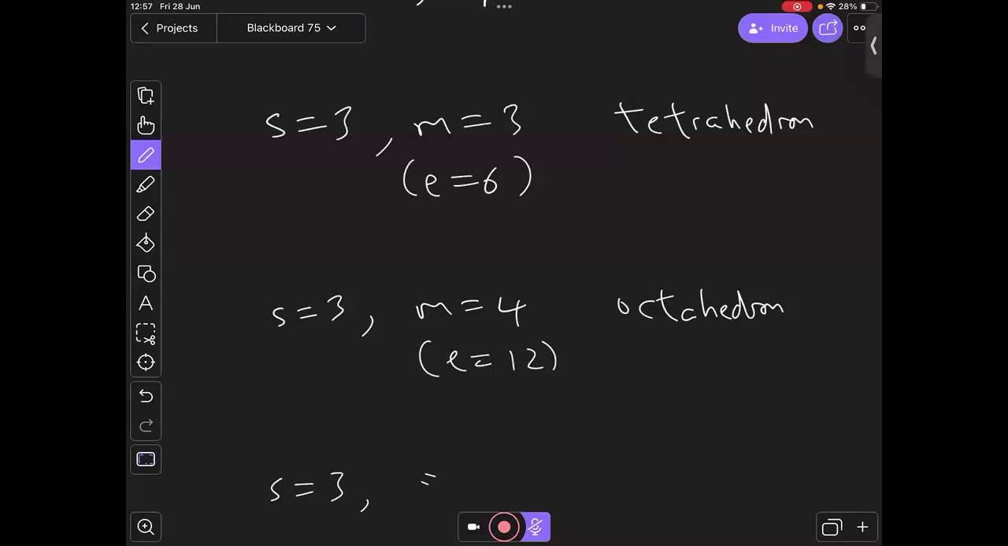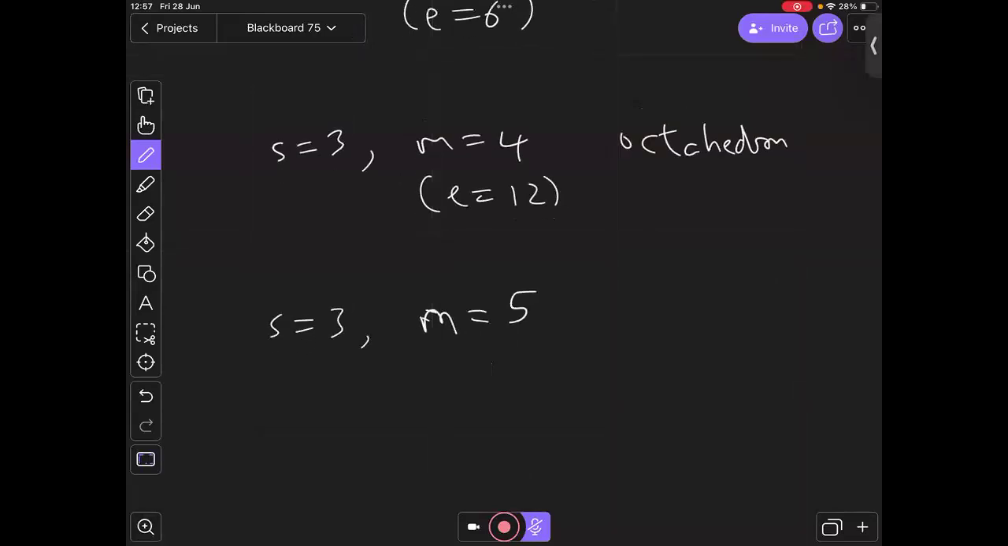Okay, so now let's try M equal to, what would be next to try? M equal to 5, yeah? So let's try M equal to 5. Okay, so what would happen now? Well, if M is equal to 5, that means we have 1 over 3 plus 1 over 5 equals 1 over 2 plus 1 over E.